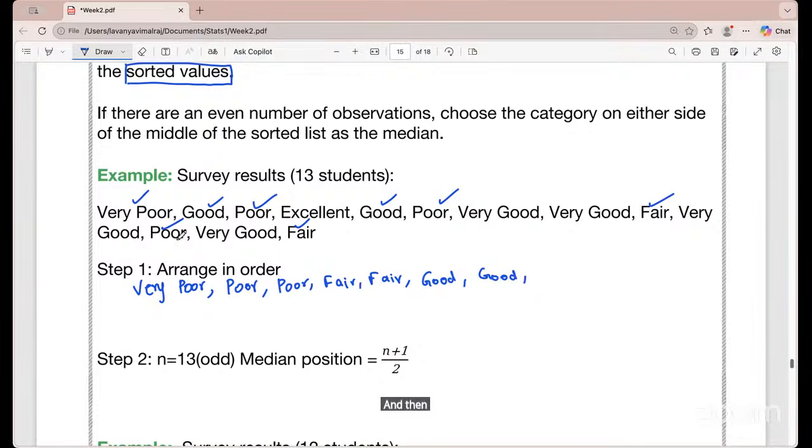And then Very good. Very good comes 3 times. Yeah. Right. So very good. It's actually 4 times. And then at last, Excellent. Only one time.